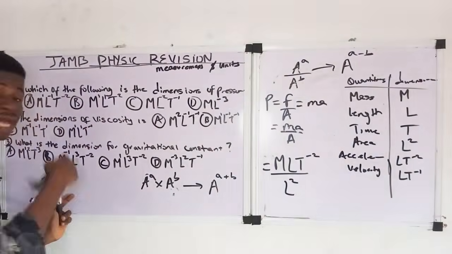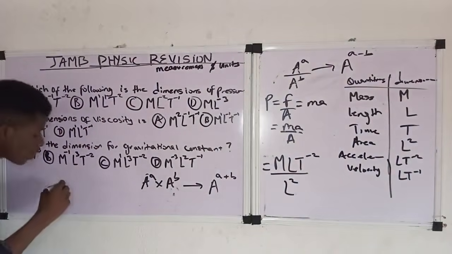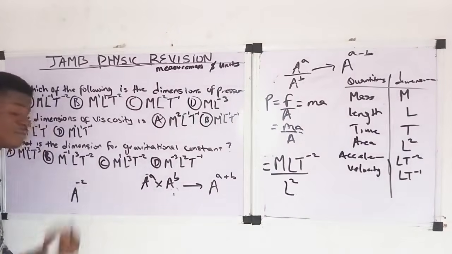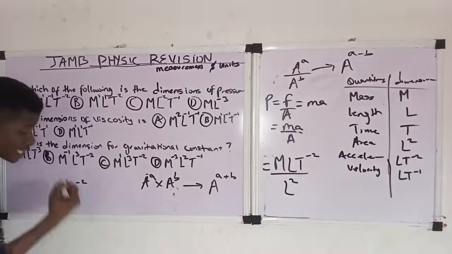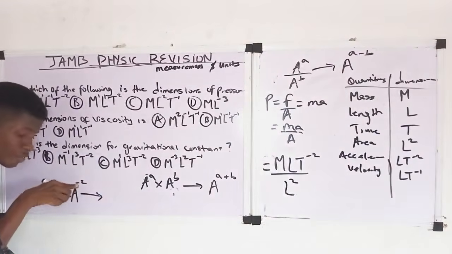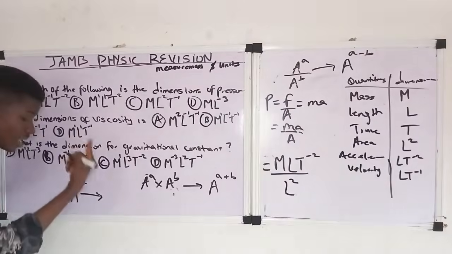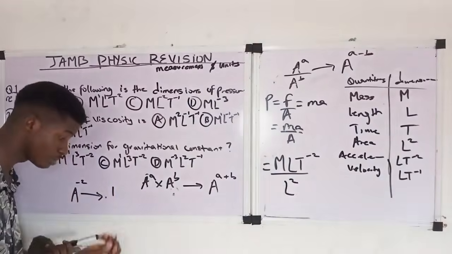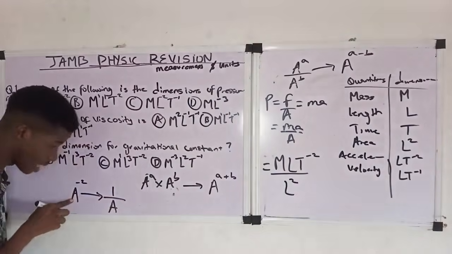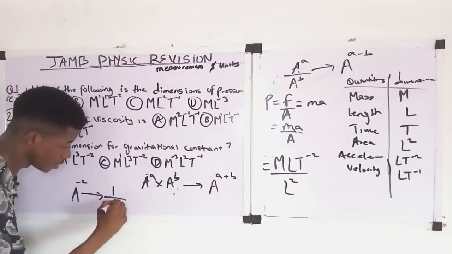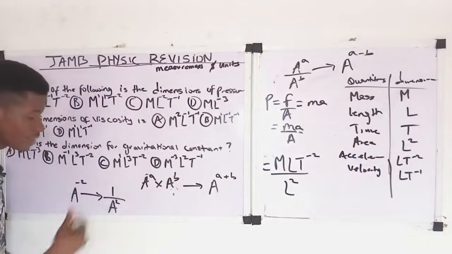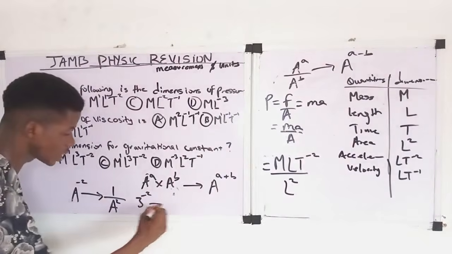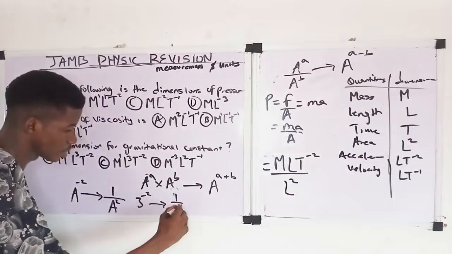So this is the other rule. When a value is raised to the power of a negative number, it means 1 divided by that number raised to the power of the value. Let's say, for example, 3 raised to power minus 2 is the same as 1 over 3 raised to the power 2.